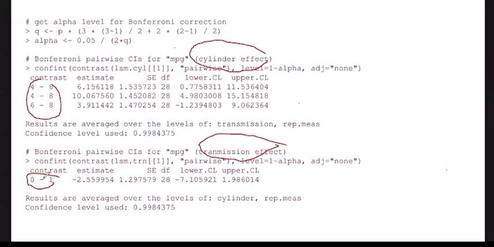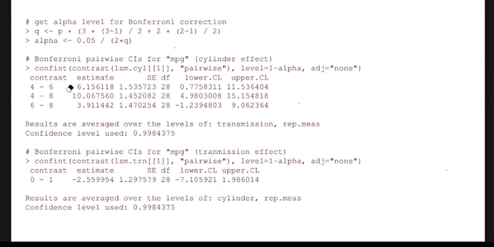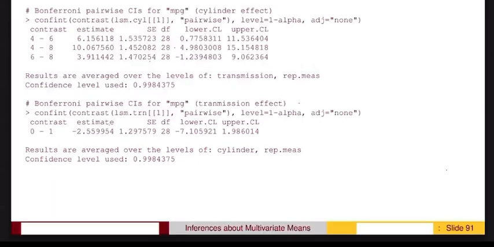Transmission is actually having two levels. If it's having two levels, the number of pairwise comparisons will be the degrees of freedom for two levels, that is 2 minus 1, and that's why you only have one. Does that make sense? But here, we're having 1, 2, 3, because initially, we have three levels of the cylinder effect. Is there any question? So that will be the end of that.